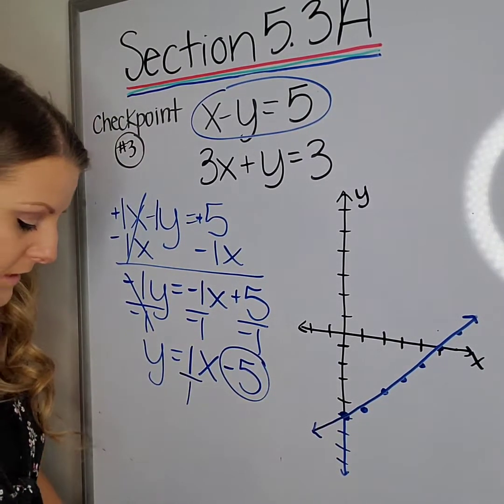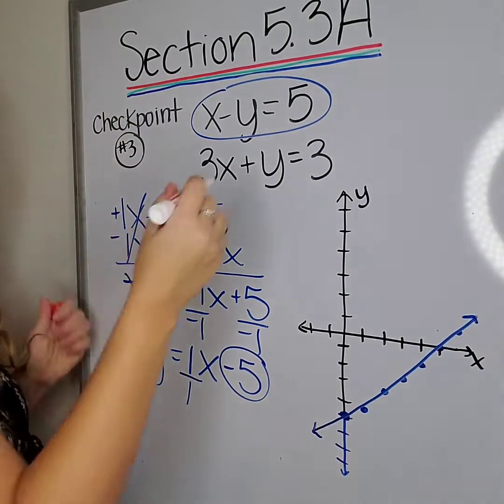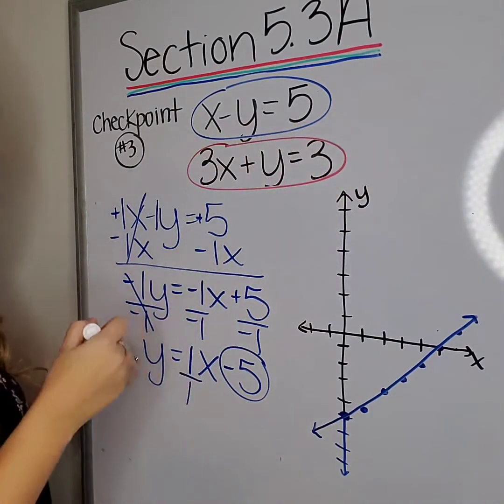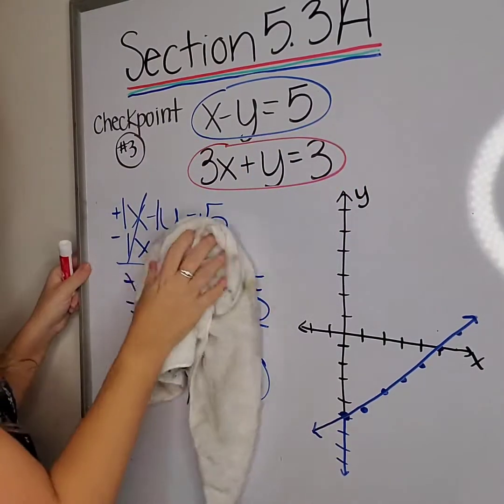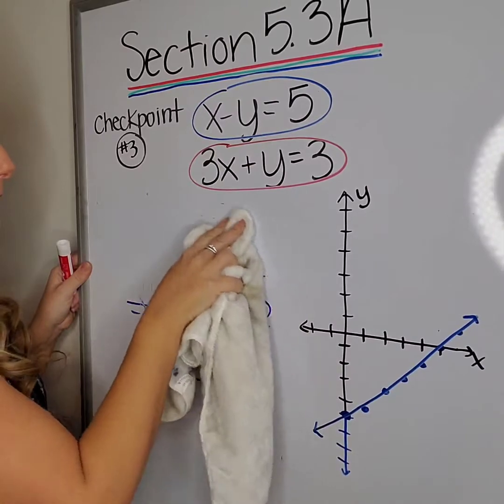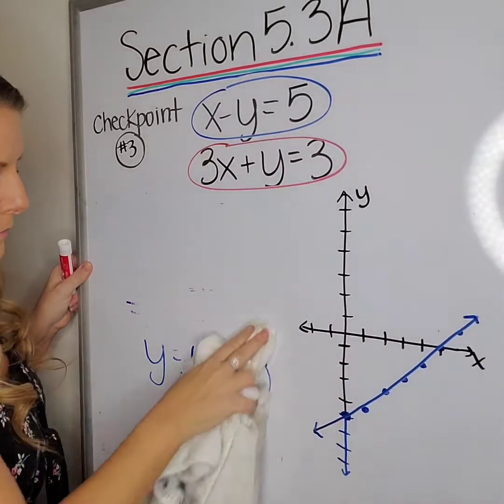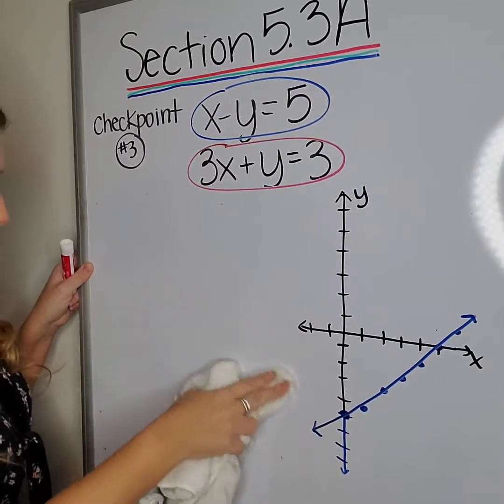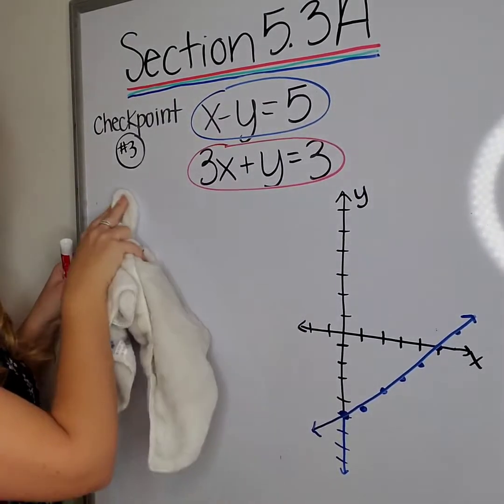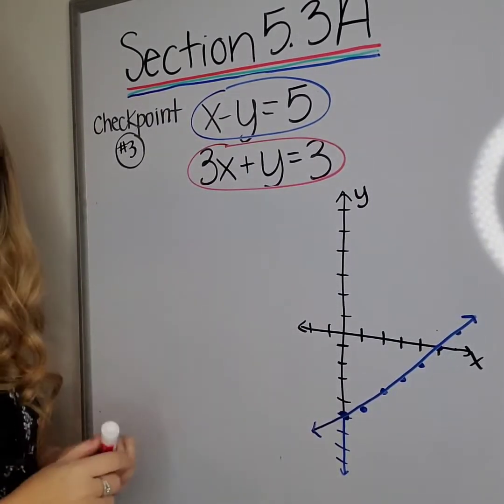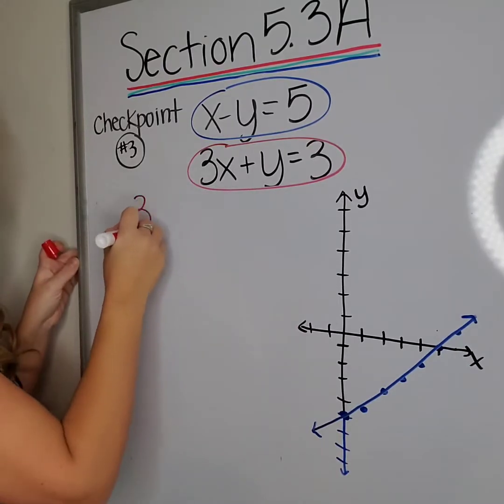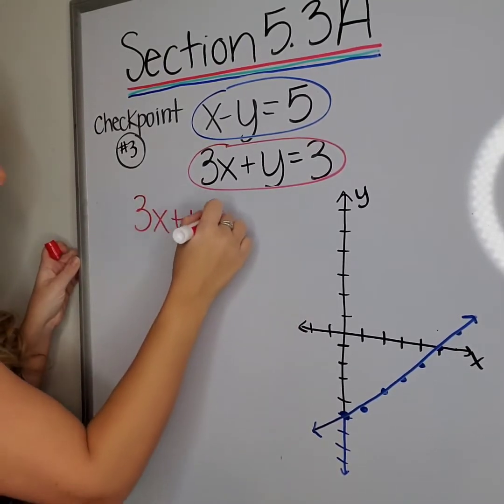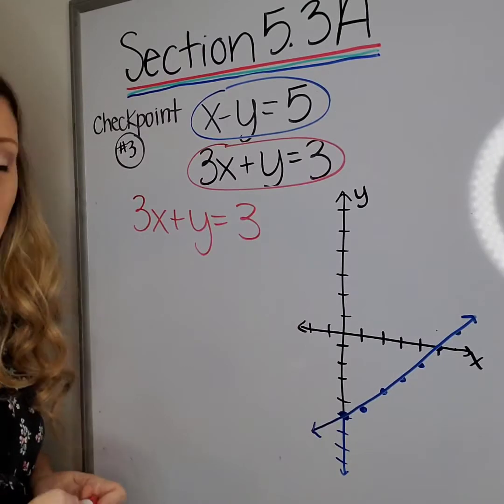Now you're going to graph the second equation in red. So we'll get rid of all this. Again, don't erase yours. Just find a new place to write the second part, but for me, I just don't have a lot of room. Okay? So we've got 3x plus y equals 3, and we're trying to get y by itself.